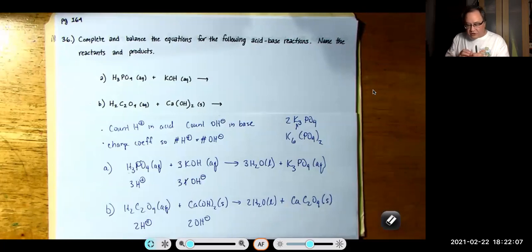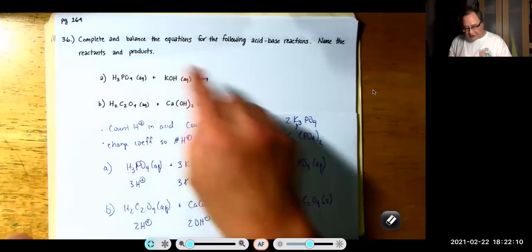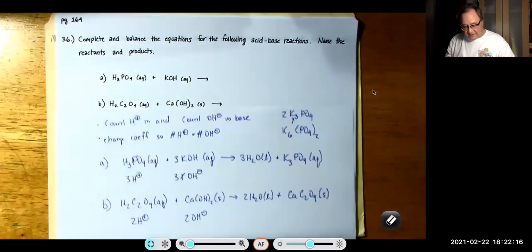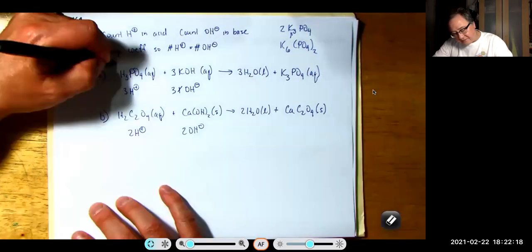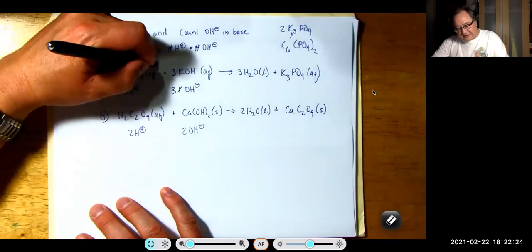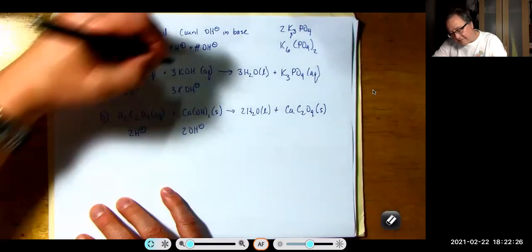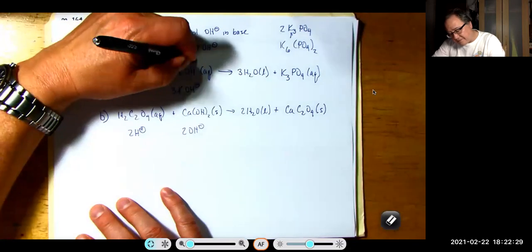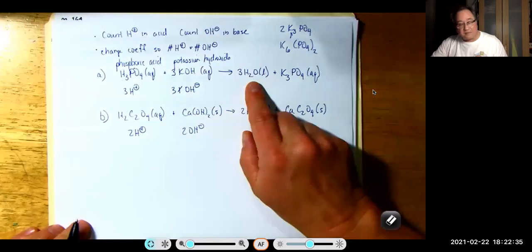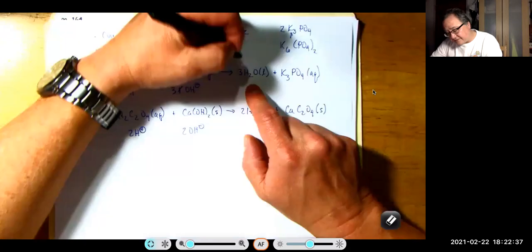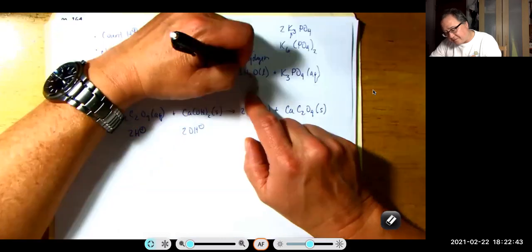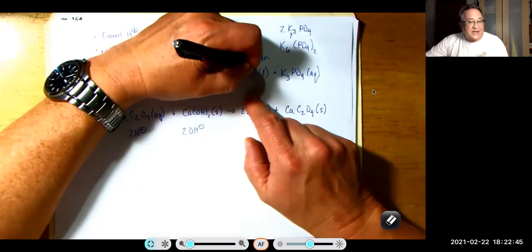Now, we're supposed to also name the reactants and products. So let's do that. This is phosphoric acid. This is potassium hydroxide. This is dihydrogen monoxide. And this is potassium phosphate.